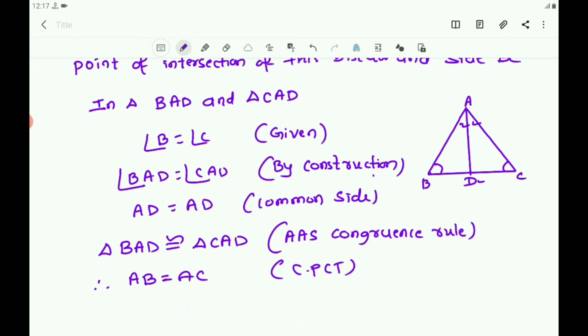So sides opposite to the equal angles of a triangle are also equal. Angle B is equal to angle C. So you got that side AB is equal to side AC.